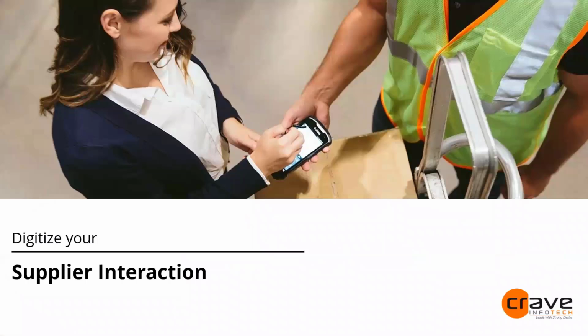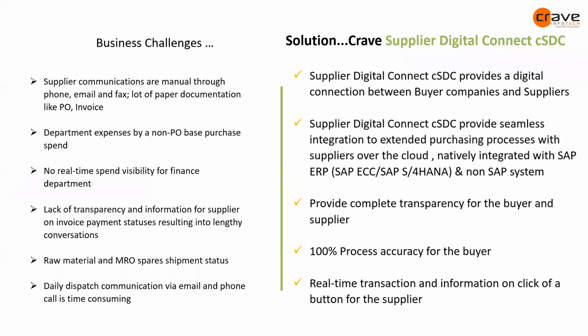Let's now deep dive into supplier interaction. So we are here to talk about how you can digitize your supplier interaction. What we hear from our customers, there are so many challenges, right? You have your purchase order, invoice, RFPs, ASN. These are all paper-based processes, and there is a lot of communication happening between paper, phone, email, fax.